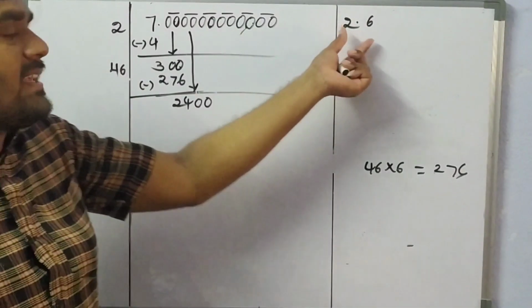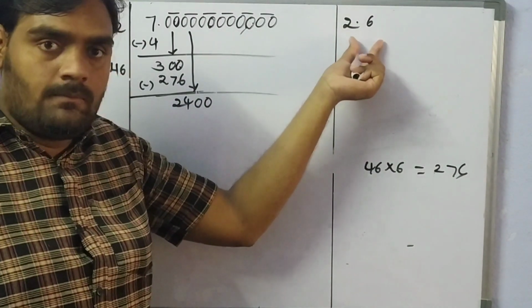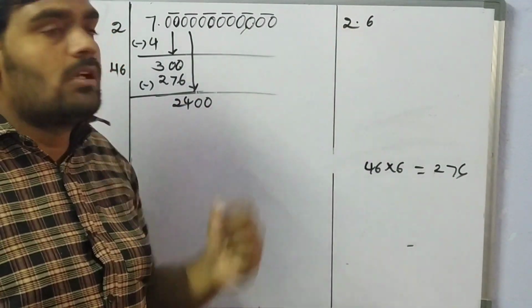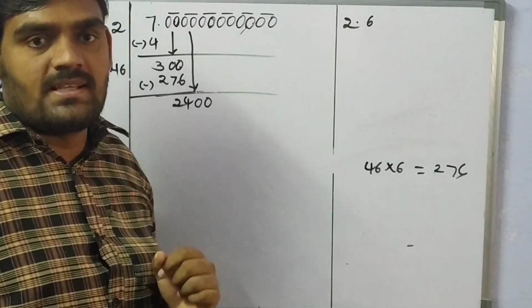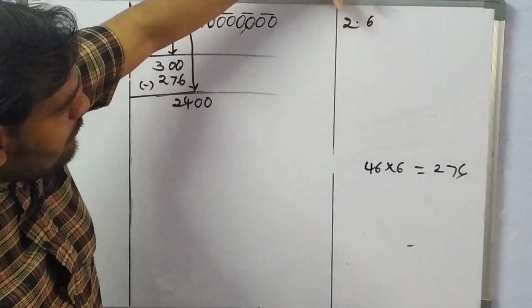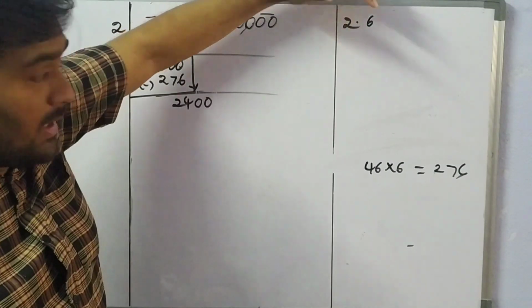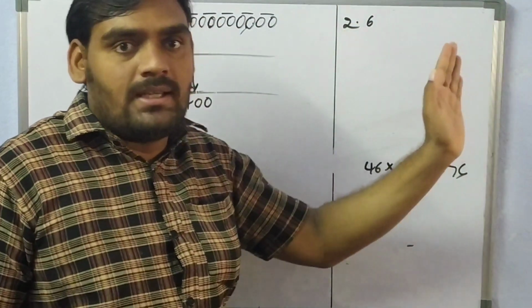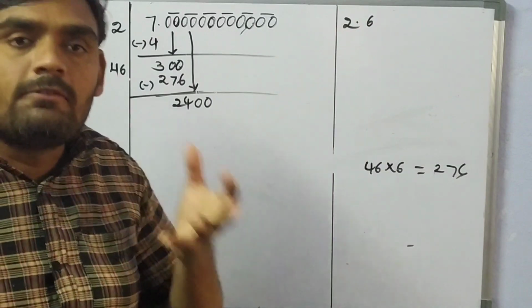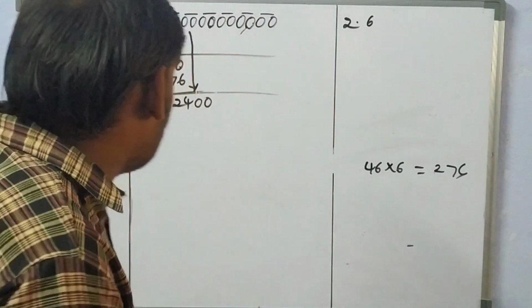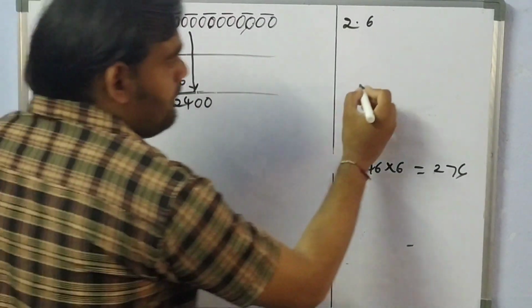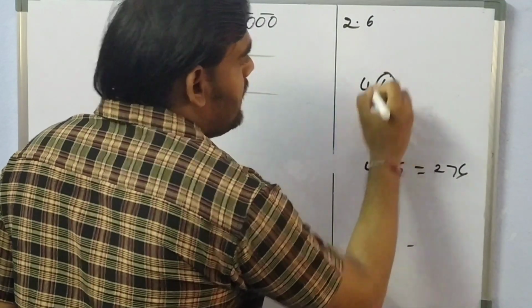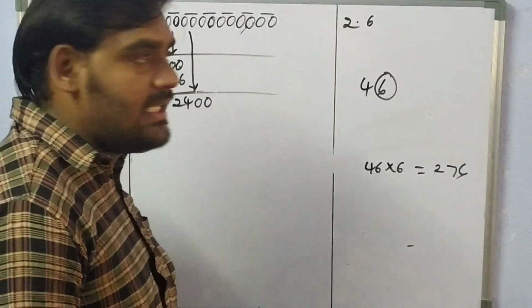See here, once again, we can double the quotient. 2.6 we must take as 26, or else if you have 2 digits here, we can double. But if the digits are going to increase, doubling the quotient will be a little bit difficult. So that only take the divisor. So here what we got? 46. Double the last digit or unit digit.